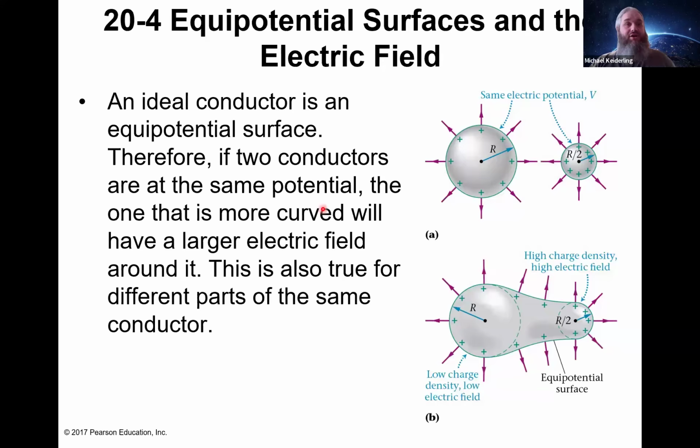So an ideal conductor will be an equipotential surface. If two conductors are at the same potential, the one that's more curved will have a larger electric field around it. And this is also true for different parts of the same conductor. So ideal conductors will always be constant potential.